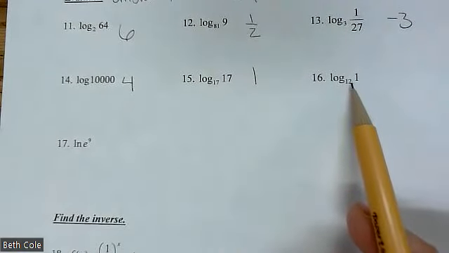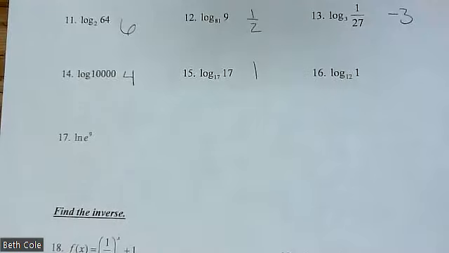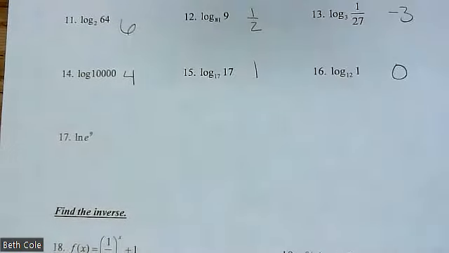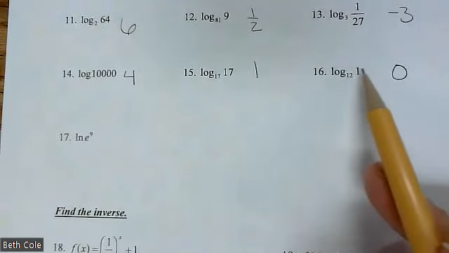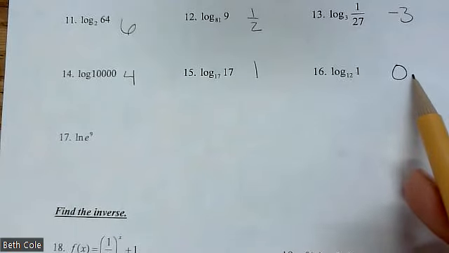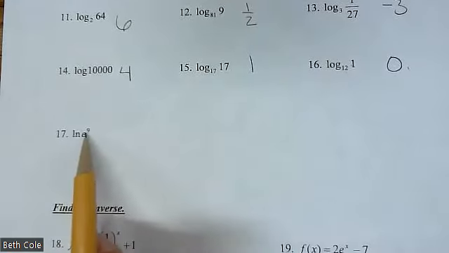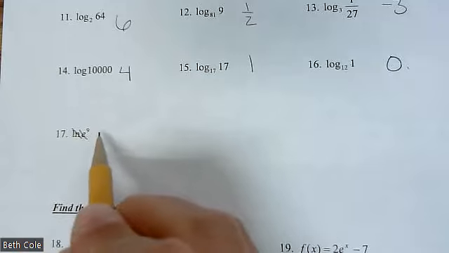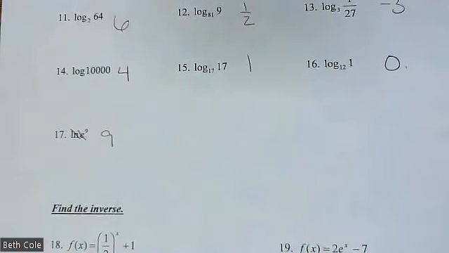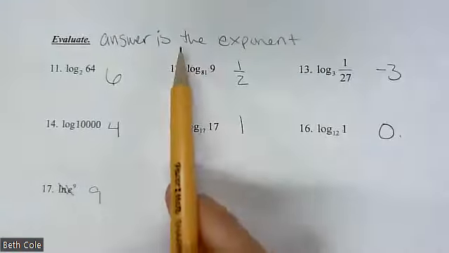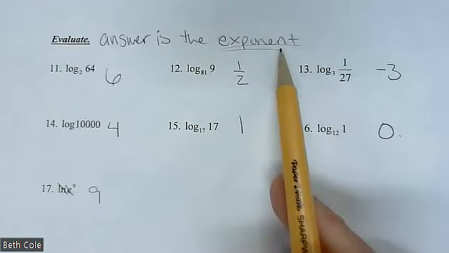This is 12 to what power gives you 1? And that would be 0. Anything to the 0 power gives you 1. So no matter what the base is, if you see a 1 there, then the answer is 0. Now here, ln and e are inverses. They're going to cancel. And the answer would just be 9, because 9's the exponent. And the answer is the exponent.